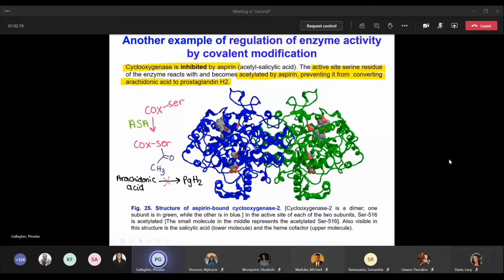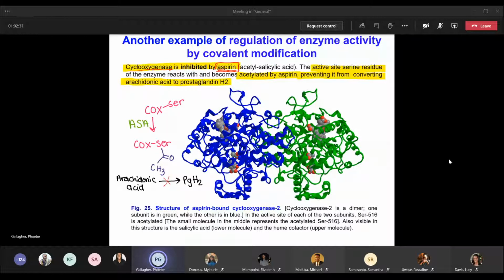Maybe have an idea of aspirin being a covalent modification, but beyond that, I wouldn't worry too much about these enzymes because you're going to learn about this in pharmacology. So maybe just know aspirin is a covalent modification.